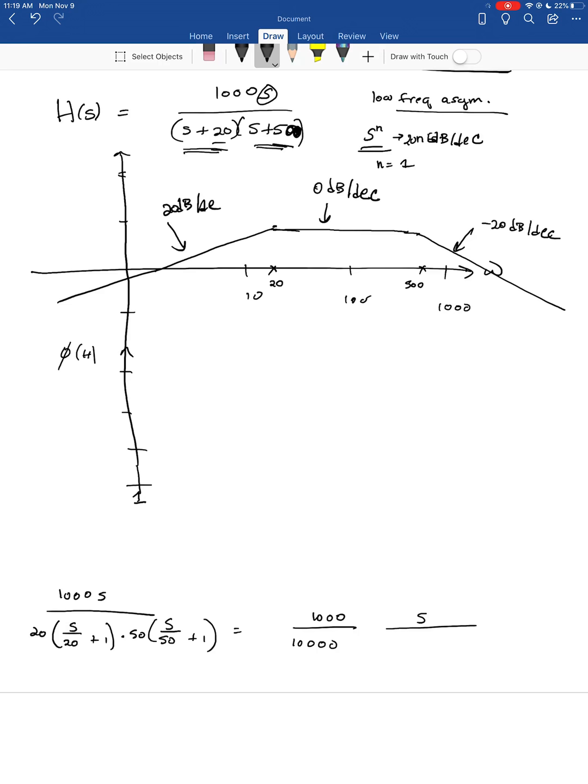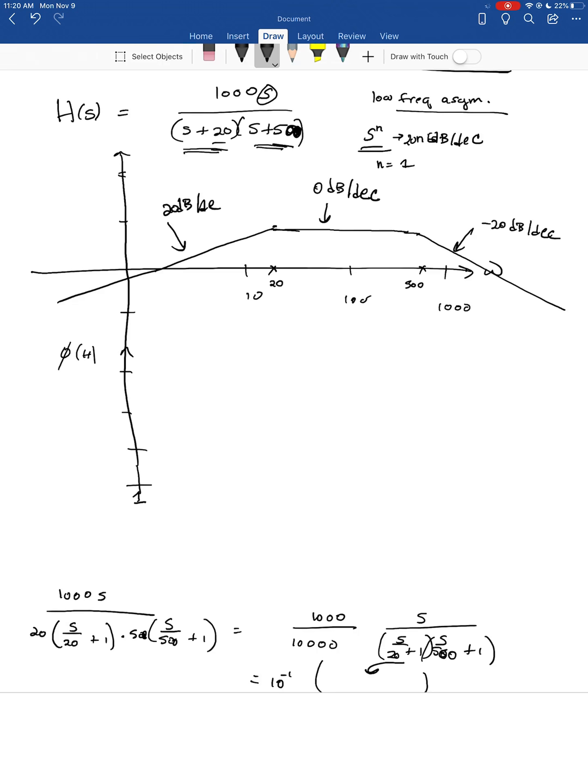And so that's 1000 over 10,000 times s over 20 plus 1, s over 500 plus 1. I'm sorry, I keep saying 50, it's 500. Don't know why I got 50 on the brain. So that's 10 to the minus 1 times this stuff here.